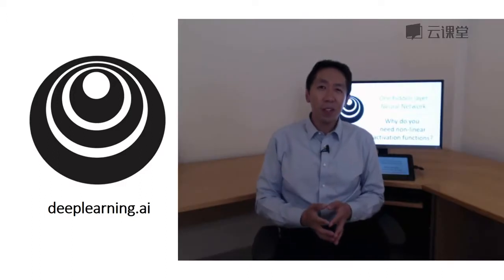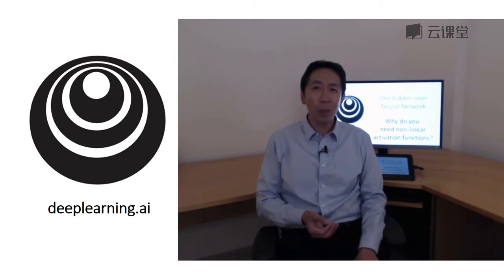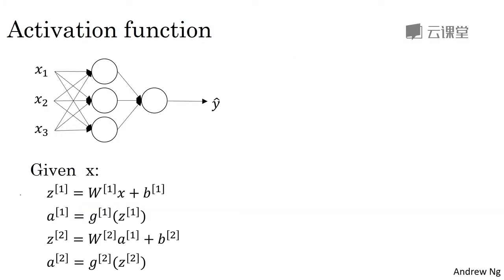Why does your neural network need a nonlinear activation function? Turns out that for your neural network to compute interesting functions, you do need to pick a nonlinear activation function. Let's see why. So here are the four prop equations for the neural network.